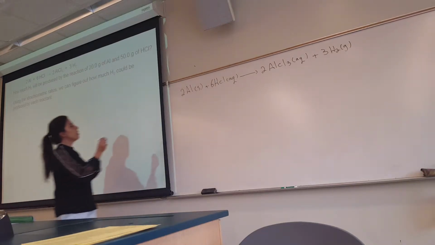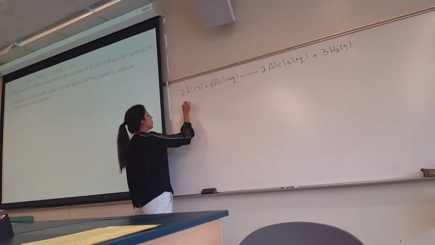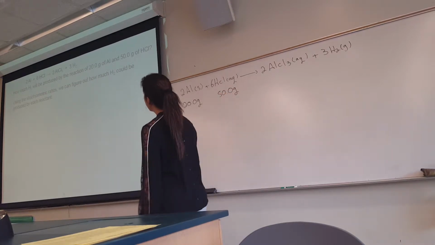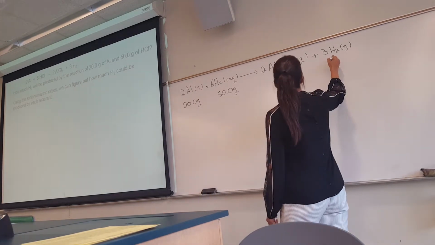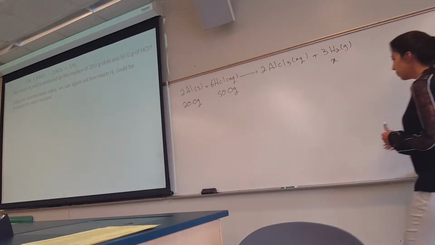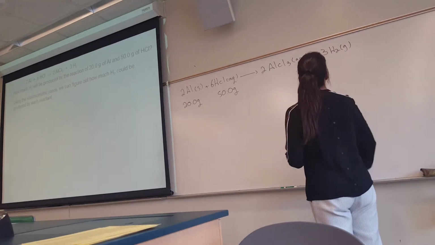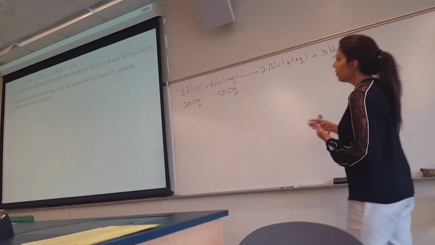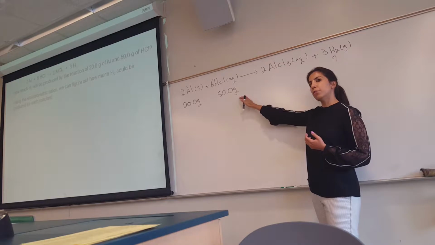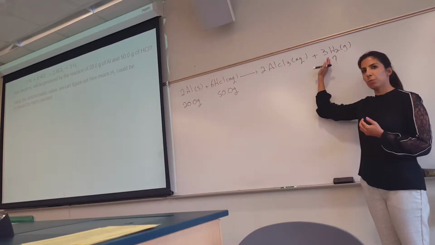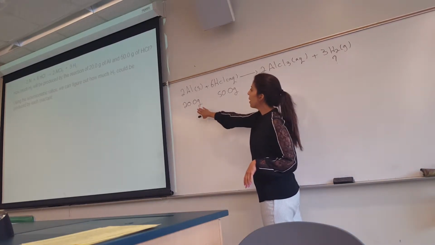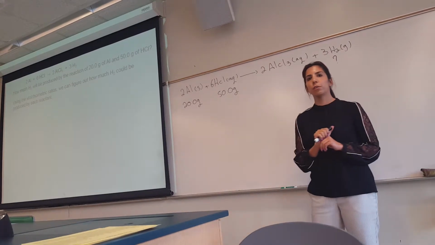You want to know if you start with 20 grams of aluminum and 50 grams of hydrochloric acid, how much hydrogen gas would be produced. So, in a flask, I combine 20 grams of aluminum with 50 grams of hydrochloric acid. And I want to know how much hydrogen gas would be produced, or the maximum amount of hydrogen gas that can be produced from the reaction of 20 grams of aluminum with 50 grams of hydrochloric acid.